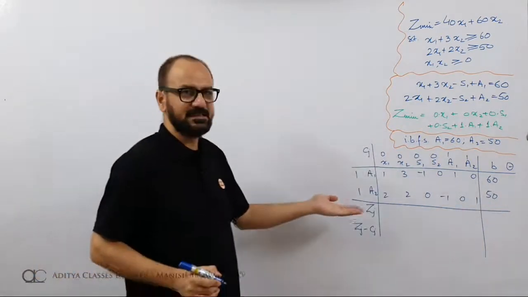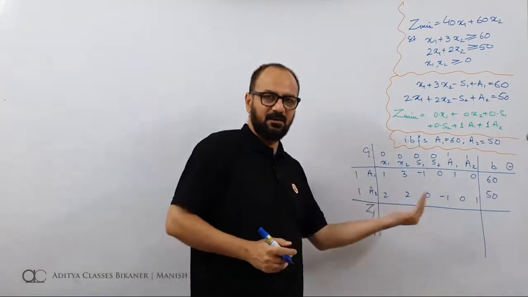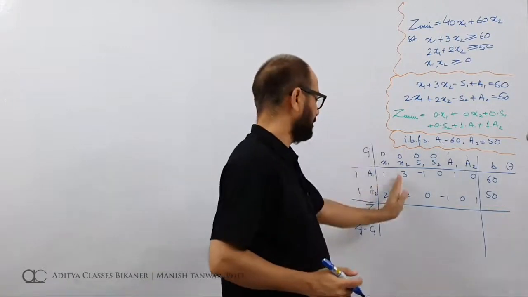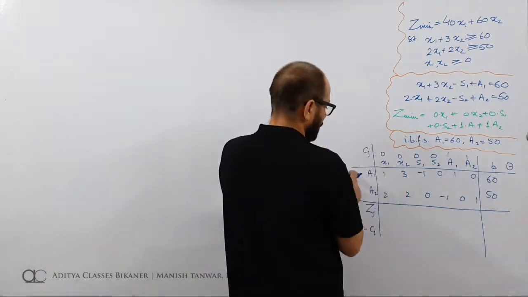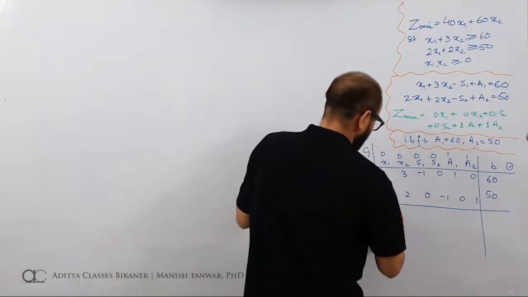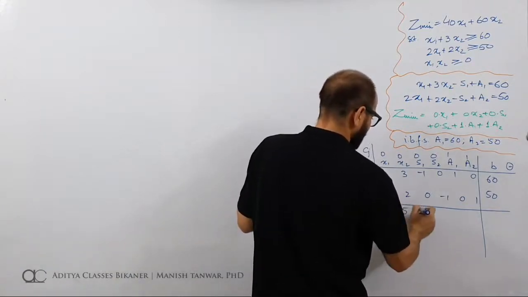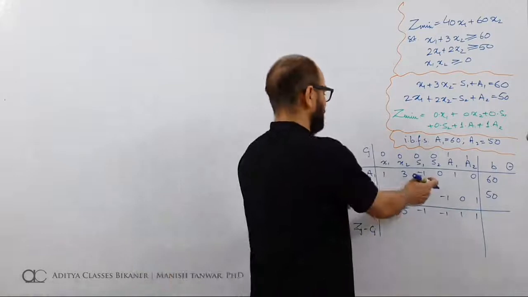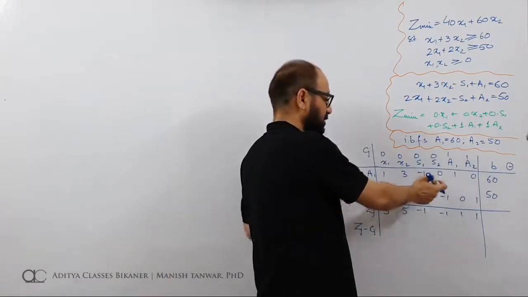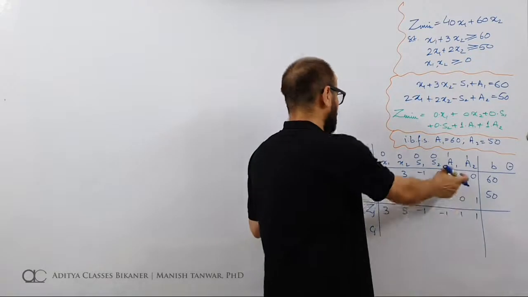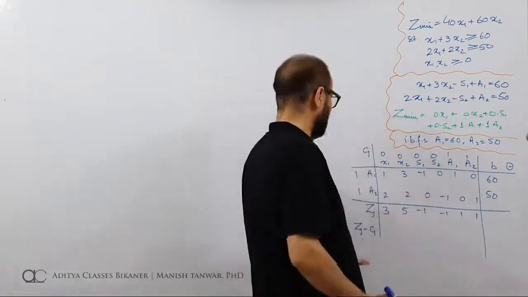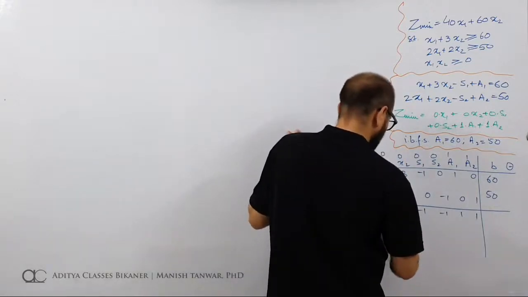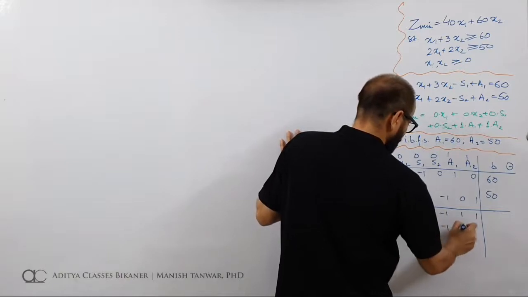And then we can find out Zj. Zj is sum product of every column respectively with contributions. 1 into 1, 2 into 1. So 1 plus 2 would be a 3, 3 plus 2 would be a 5, minus 1, 1 and 1. This becomes Zj. Minus 1 into 1 is minus 1 plus 0, 1 into 1 plus 0. So we have Zj. Then we can go for Zj minus Cj, which will be 3 minus 0, 3, 5, minus 1, 1 and 1.